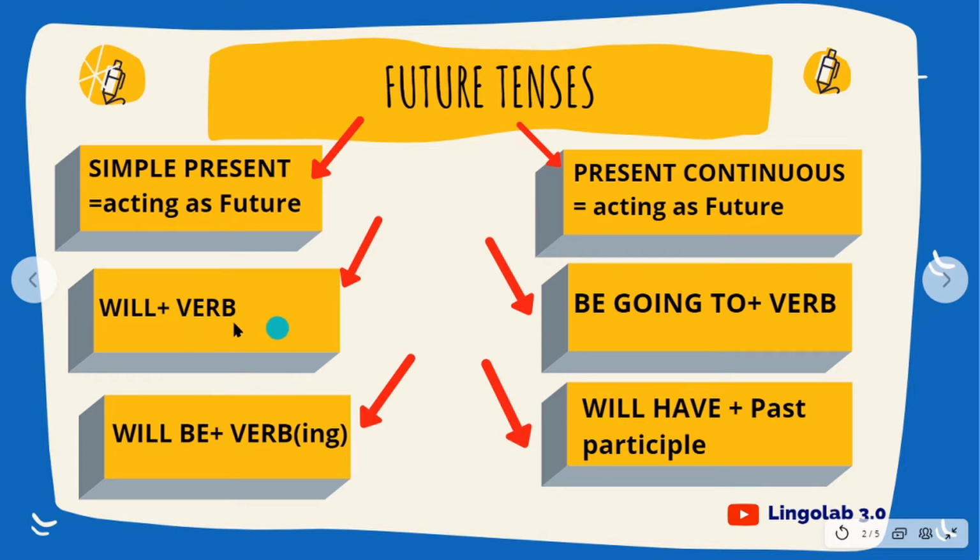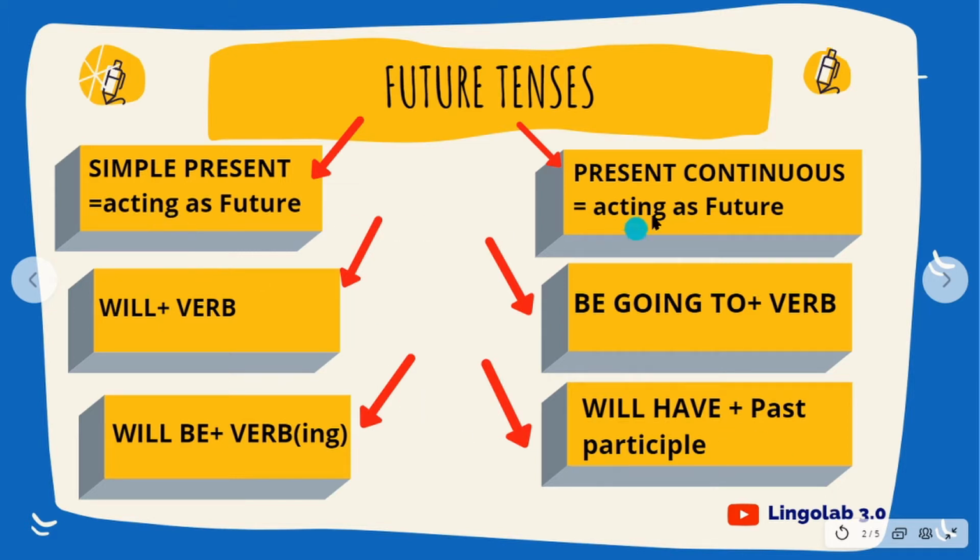Basic and intermediate students are taught to use will, or the counterpart here, which is be going to, to express future events. However, we also have will plus be plus verb in ing, and this one is usually referred to as future progressive. And we also have will plus have plus past participle, which is the future perfect.